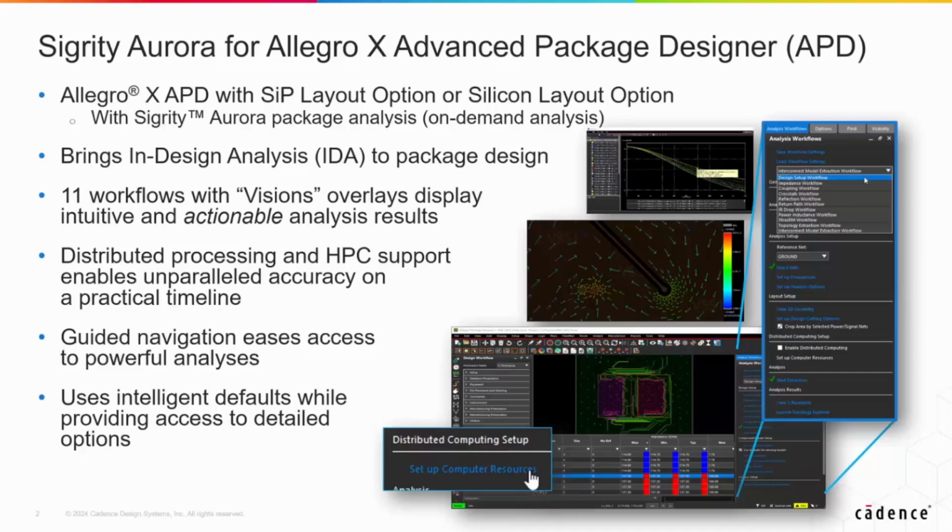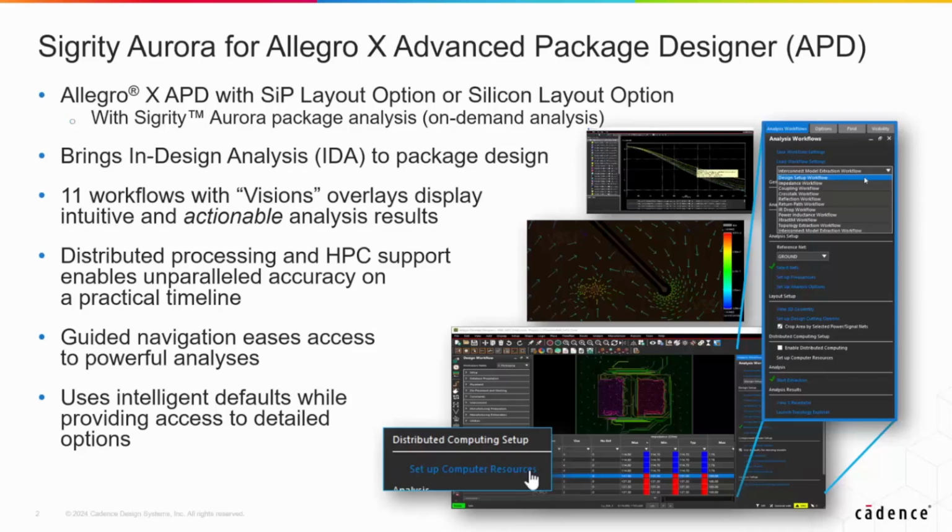Aurora for APD is a recently introduced product from Cadence that provides a broad set of simulation capabilities to package designers. We call this capability InDesign Analysis, or IDA. IDA is a guided process of design setup, simulation, and results analysis that is provided in the form of a sequence of key steps without forcing a rigid sequence upon the designer.